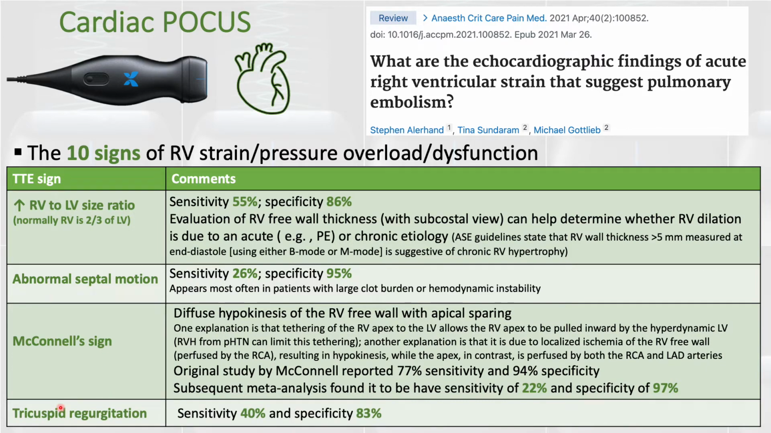And then tricuspid regurgitation or tricuspid incompetence using the color Doppler, which most of the POCUS devices have the capability to do, including the one I use, which is a Butterfly.